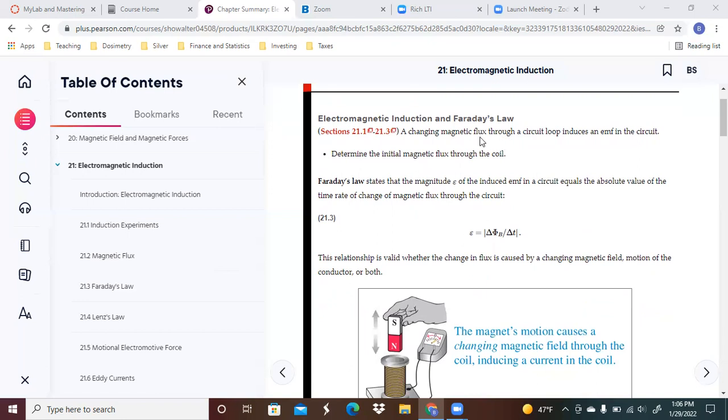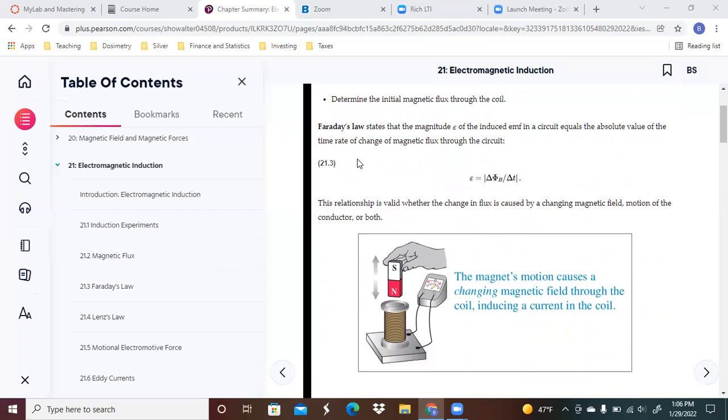The summary here is that a changing magnetic flux through a circuit loop induces an electromotive force, or an EMF, in the circuit. We're going to determine the initial magnetic flux through the coil in parts of these sections. And that leads us to Faraday's law. Faraday's law states that the magnitude of the EMF in a circuit equals the absolute value of the time rate of change of magnetic flux through the circuit. So in other words, your magnitude of the EMF, and again, we're just looking at the magnitude, not direction, is going to be equal to the amount of change of magnetic flux over time.